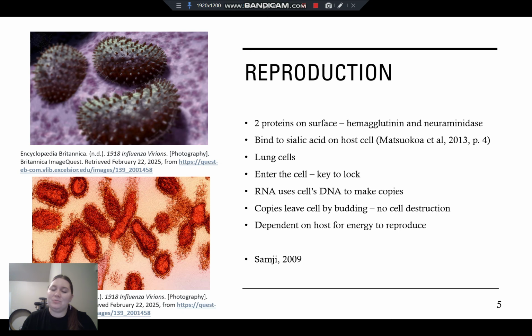So like I mentioned before, eyes, nose, and mouth are usually where it enters, and those are almost direct pathways to the lungs. So once the virus enters the host cell, it uses its RNA and turns the cell's DNA to make copies. Now, those copies leave the cell by budding, so there is no cell destruction with this virus. And then it is dependent on the host for energy to reproduce.